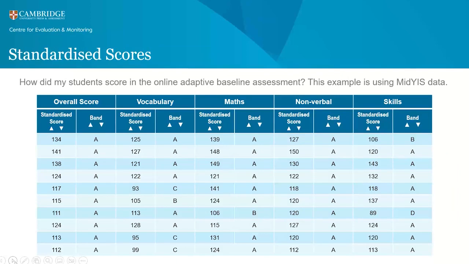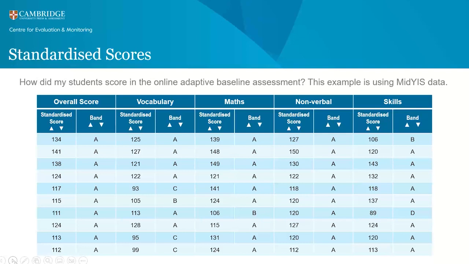And this is an example table. Each of these rows represents a different student in the cohort, and this tells you what the student's overall score is, what band they fall into, and what their scores are for vocabulary, maths, non-verbal, and skills. Just by glancing at that, you can see that some students might fall overall into band A because they've got very strong scores in all of the sections. But sometimes overall they might fall into band A because they've had very strong sections, for example, in maths and non-verbal and skills, but actually they have a lower score in one of the other areas.